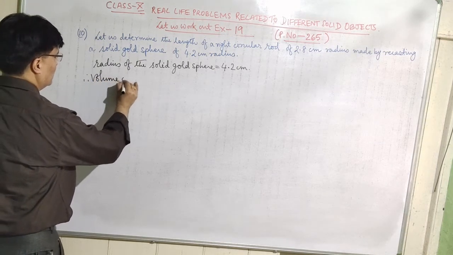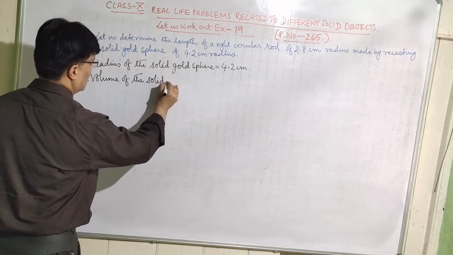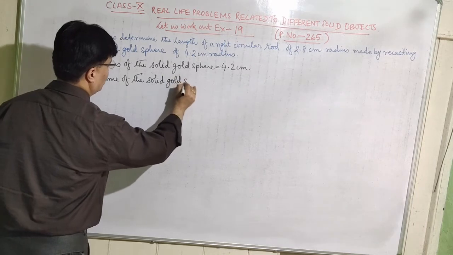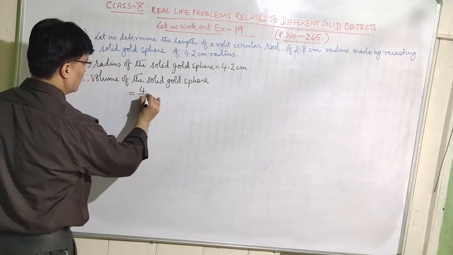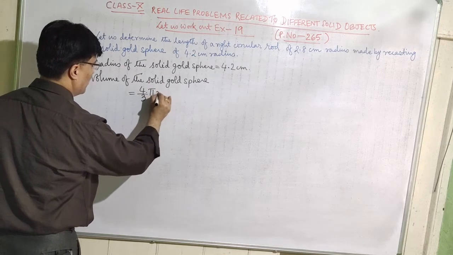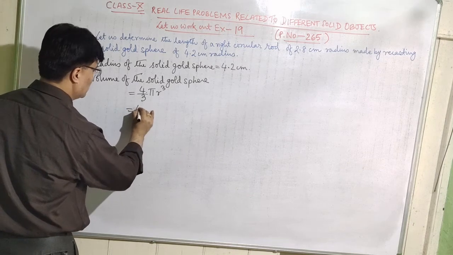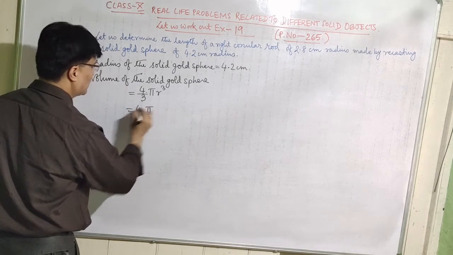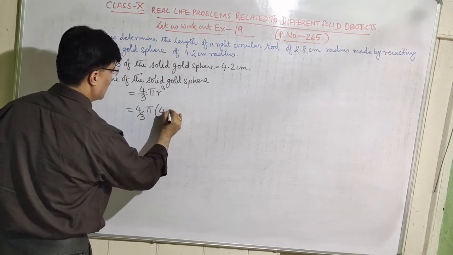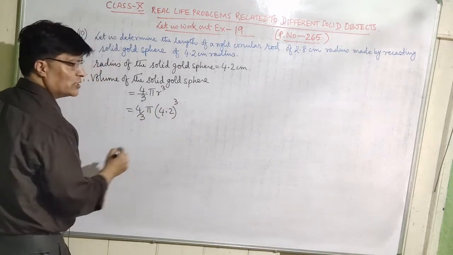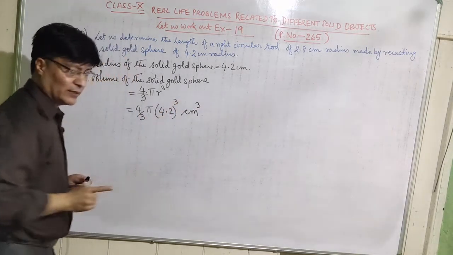Therefore, the volume of the solid gold sphere is equal to, what is the formula? It is 4 upon 3 pi r cube. Which is equal to 4 upon 3 pi, keep it as it is. What is r whole cube? It is 4.2 whole cube. What is the unit? It is centimeter cube. Don't simplify it.